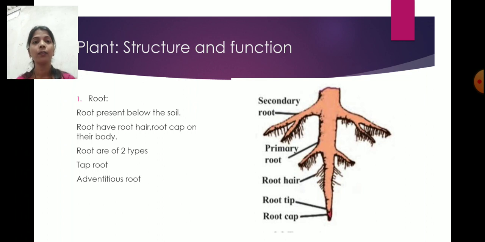And if we talk about the types of roots, there are two types. The first one is the taproot and the second one is the adventitious root. The taproot is deep, straight, and thick in structure, but the adventitious root is thin and not deep. The root also transports water to the other parts of the plant. So this is the first part of the plant.